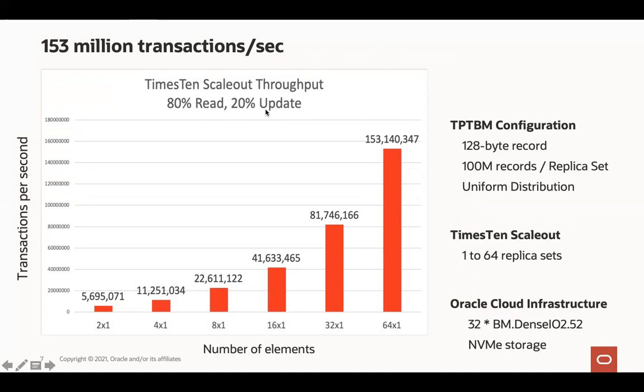Because we have to persist it to the file system, ultimately the performance of your storage will determine how fast your system can go. So in this case, we used Oracle Cloud with local non-volatile memory express storage. So we got fast storage. And so with two shards, we're doing just over 5.6 million ACID transactions per second. As we make our cluster larger, we get more throughput. And with 64 shards, we're getting just over 153 million ACID transactions per second. So pretty fast.